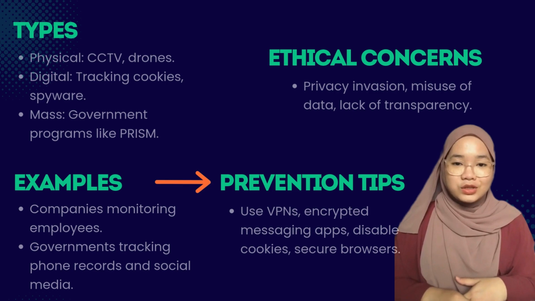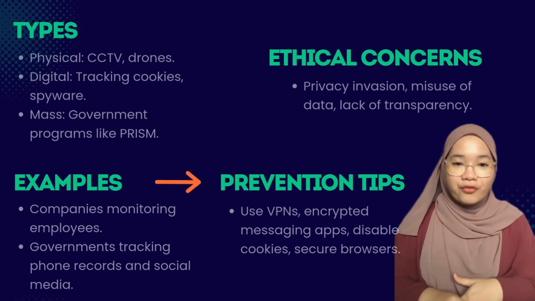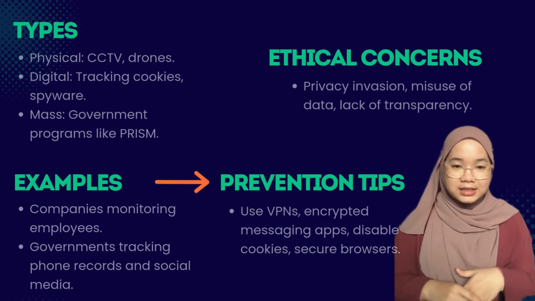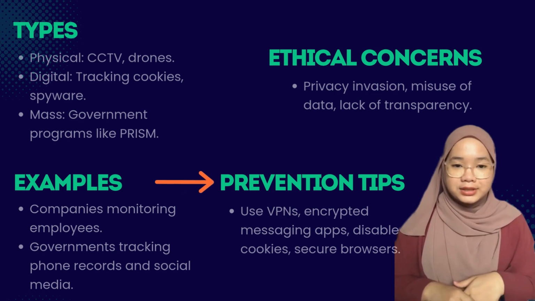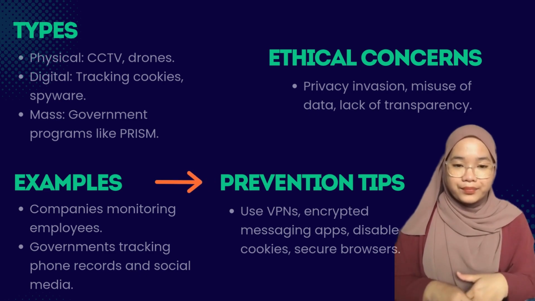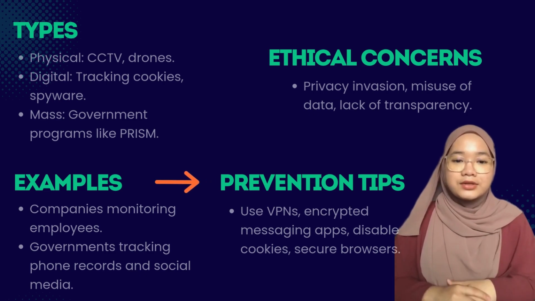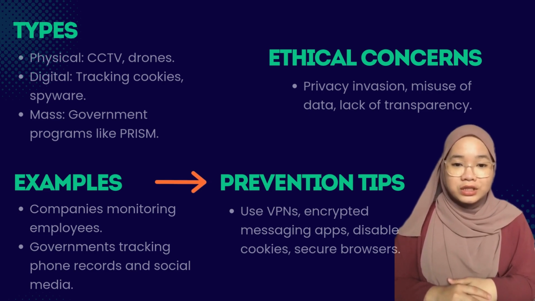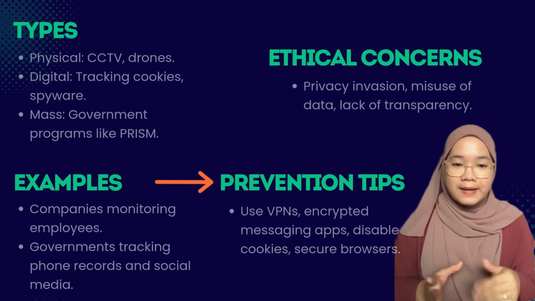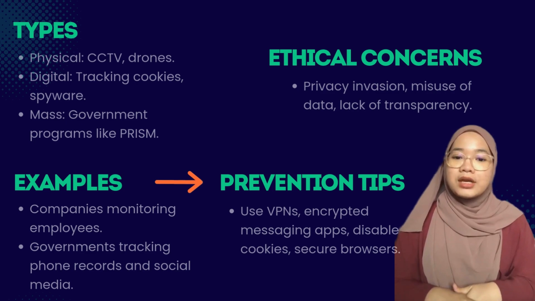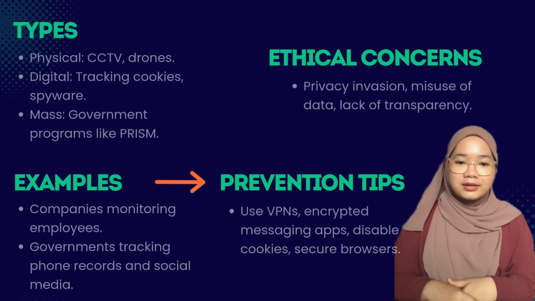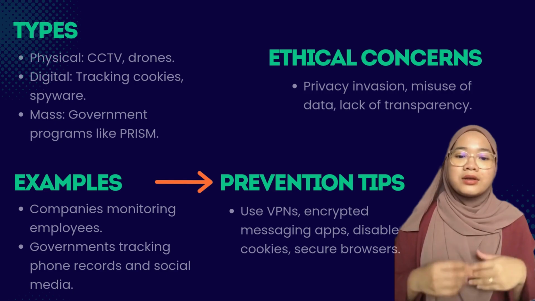First, use virtual private networks, VPNs, to mask online activity. Second, enable encryption on messaging apps like Signal or Telegram. Third, disable tracking cookies and use privacy-focused browsers like Tor. By adopting these measures, individuals can protect their data and reduce vulnerabilities.